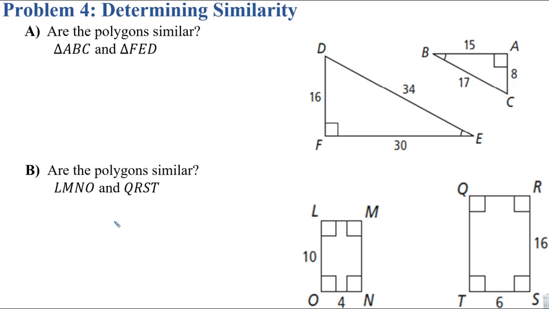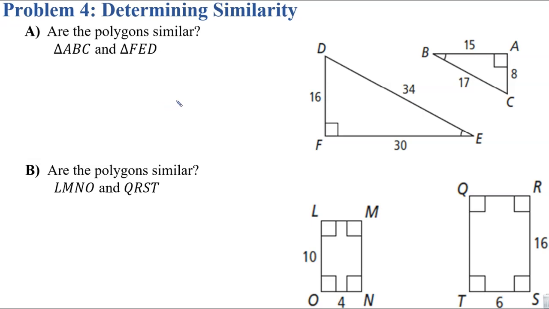Alright, so let's start working with this idea of similarity. First thing I want to do is look at polygons and determine whether or not they're similar to each other. And that's what we're doing in problem 4. Part A, are the polygons similar? Is triangle ABC similar to triangle FED? And to figure that out, what we need to do is check and see if all the corresponding angles are congruent, and then if all the corresponding sides are proportional.